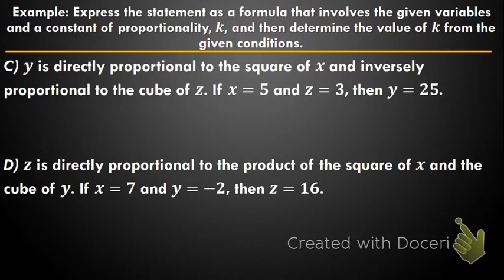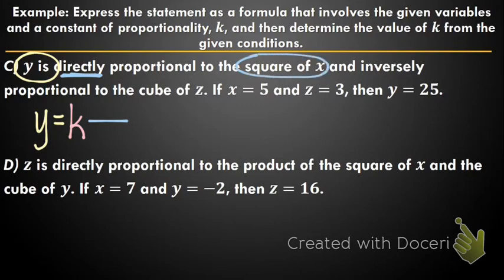Y is directly proportional to the square of x and inversely proportional to the cube of z. Which variable is on a side by itself? Y. So I'm going to have y equals, right after the equal sign we have k. Do I need a fraction? Yes. How do you know? Because it's directly and inversely. The directly part goes in my numerator. So what goes in my numerator?